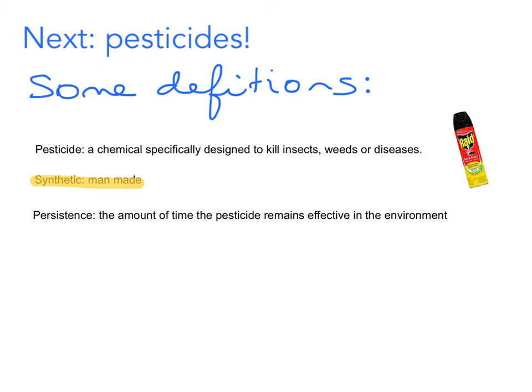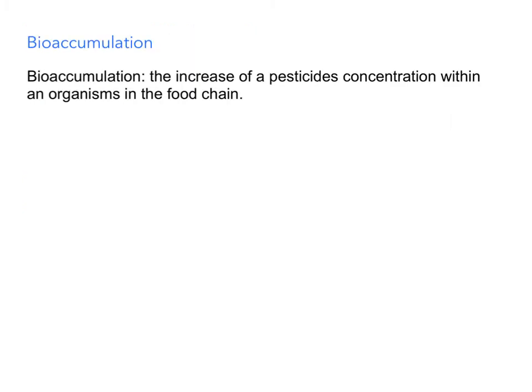Synthetic chemicals often don't degrade as well as natural chemicals, meaning that they are more persistent in the environment. Think about it like plastic bags, they stay around for a lot longer than biodegradable resources. Finally, bioaccumulation. Breaking it in half, accumulate means to build up inside something, and bio means living. It's the increase of a pesticide's concentration within a living organism in the food chain.